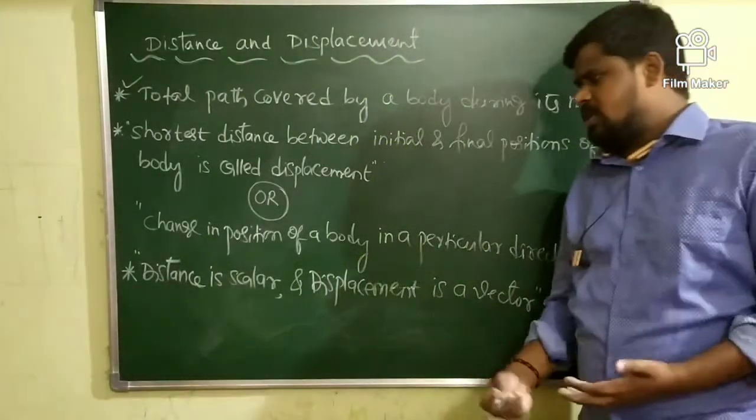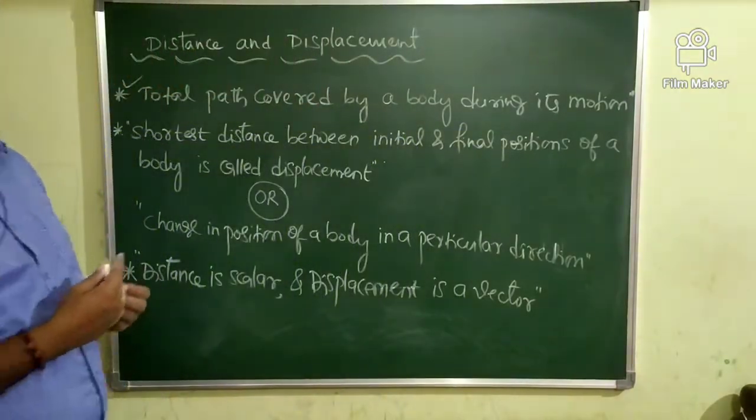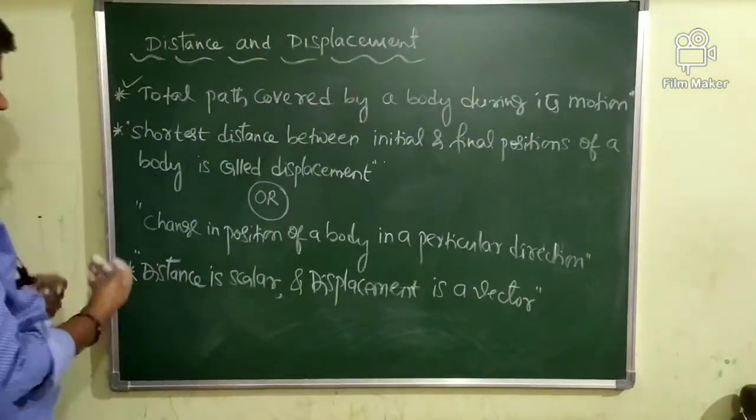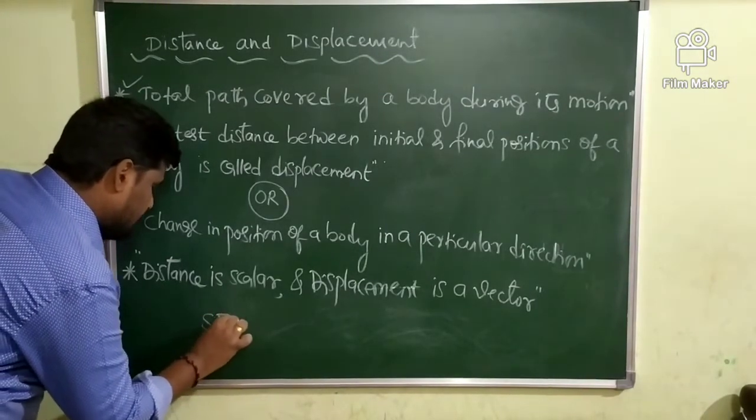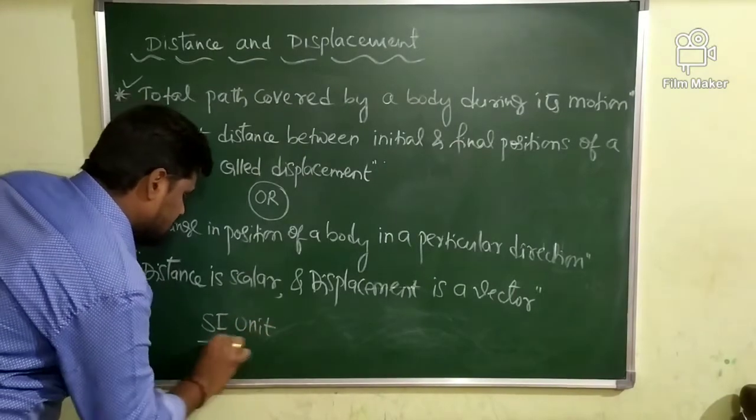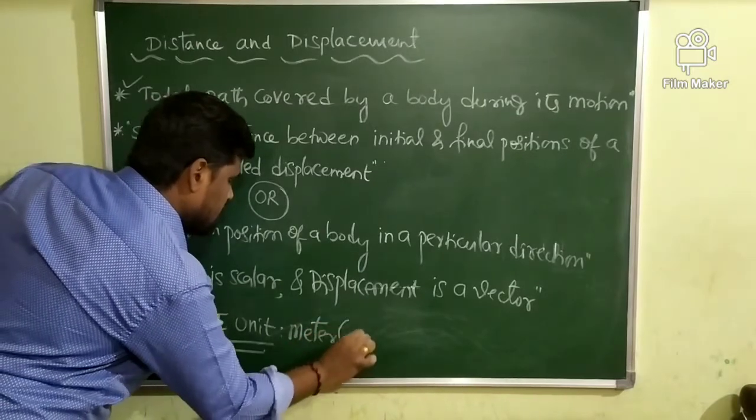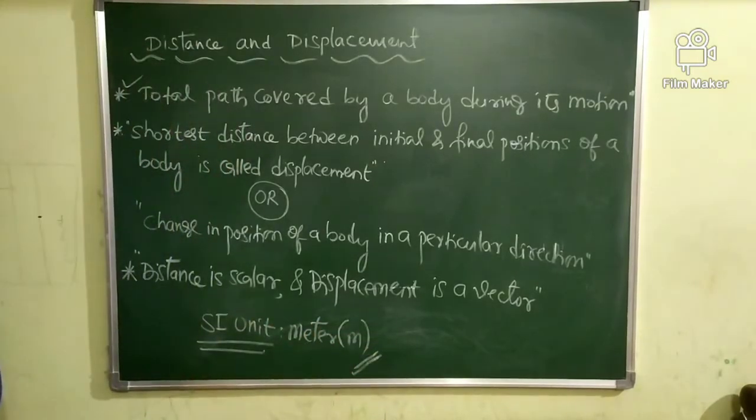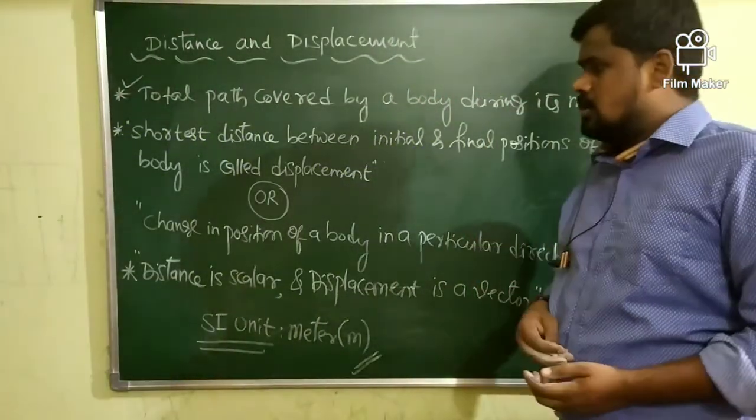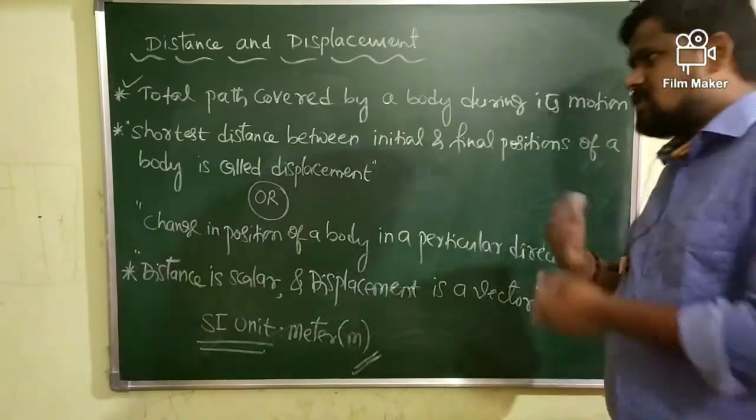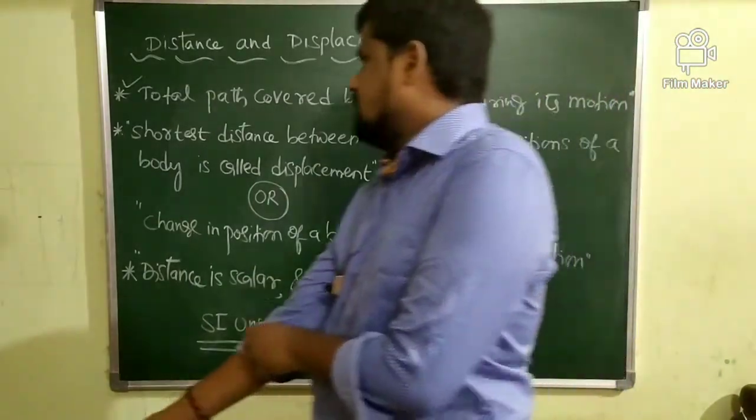After measuring any physical quantity in physics, we write their units. So what is the SI unit of distance and displacement? The SI unit for both displacement and distance is the meter. So concentrate on these points here. Next I will give a few examples to understand distance as well as displacement.